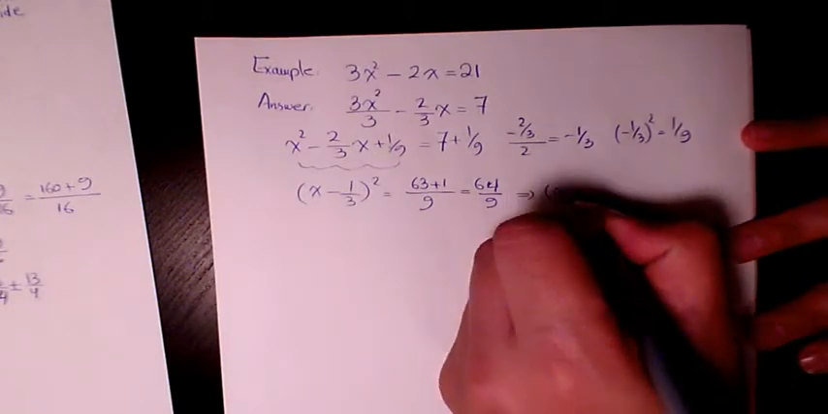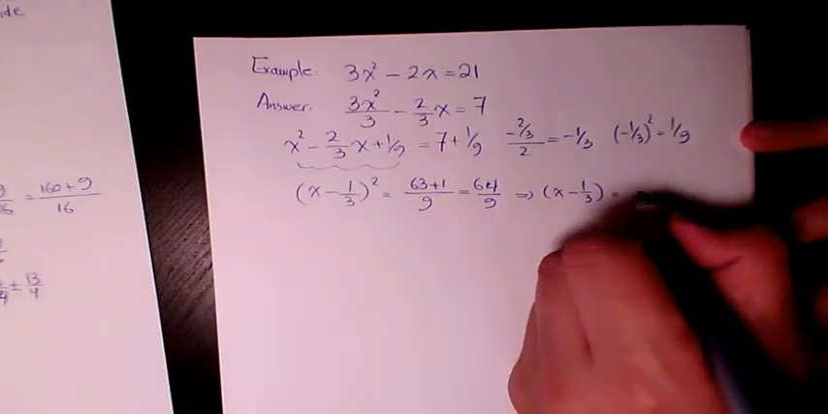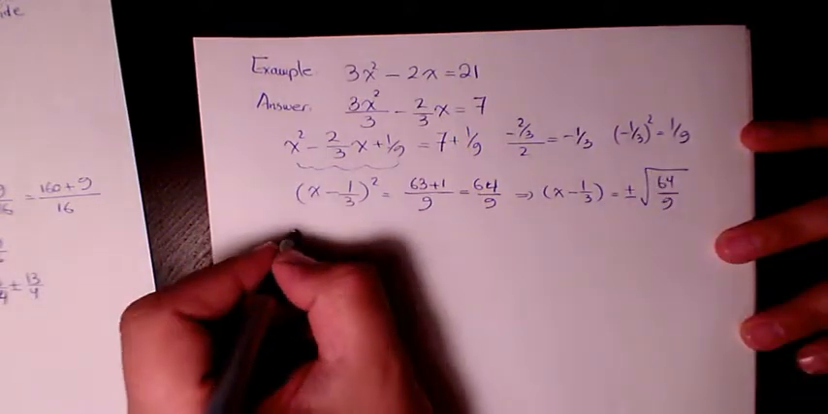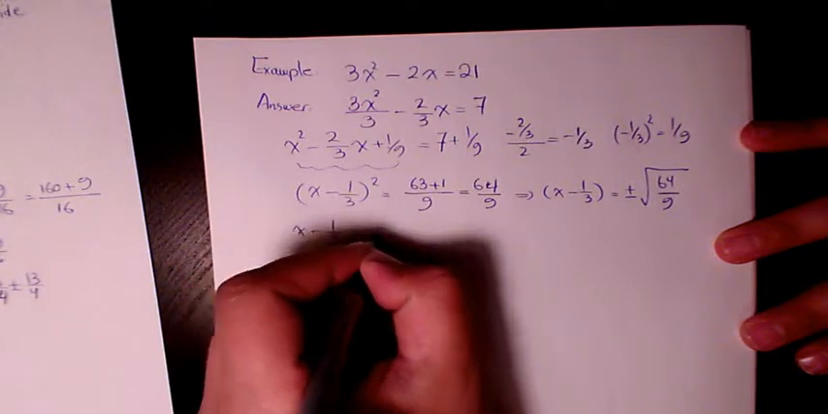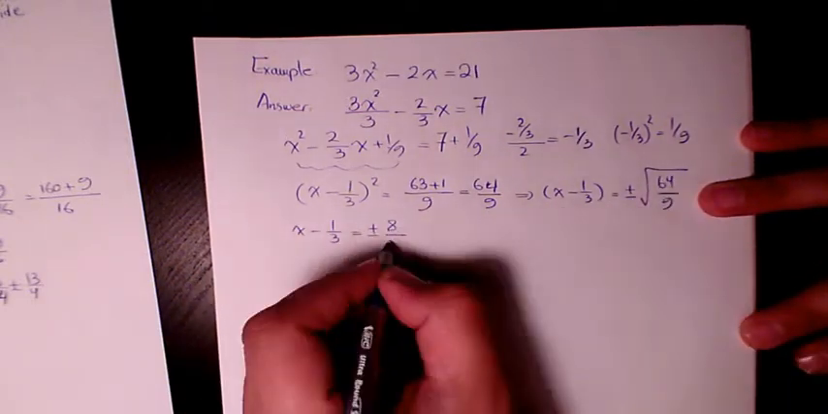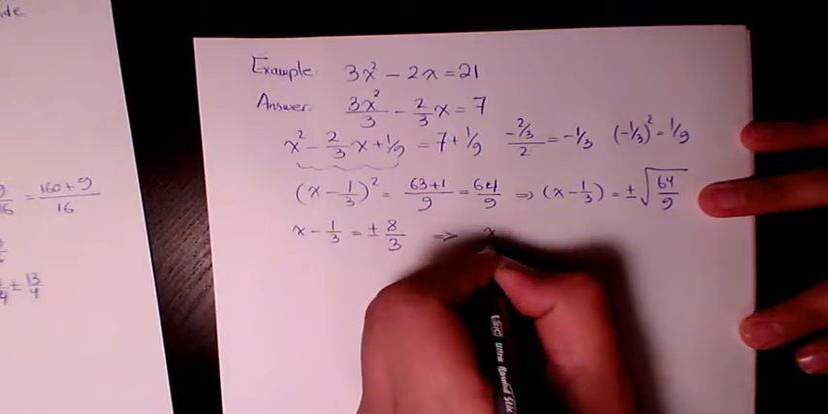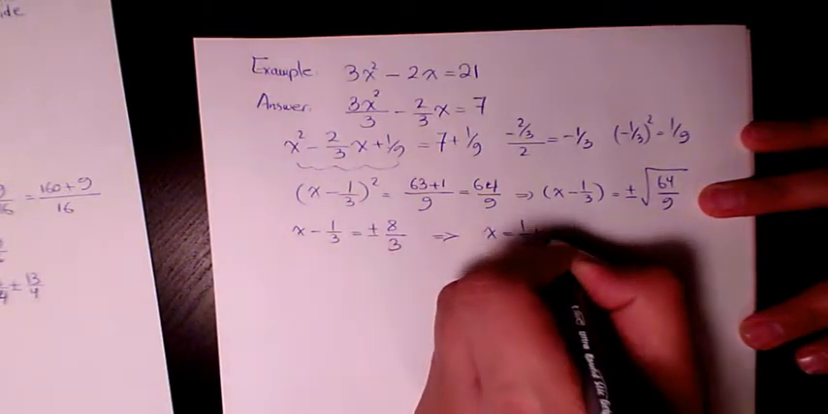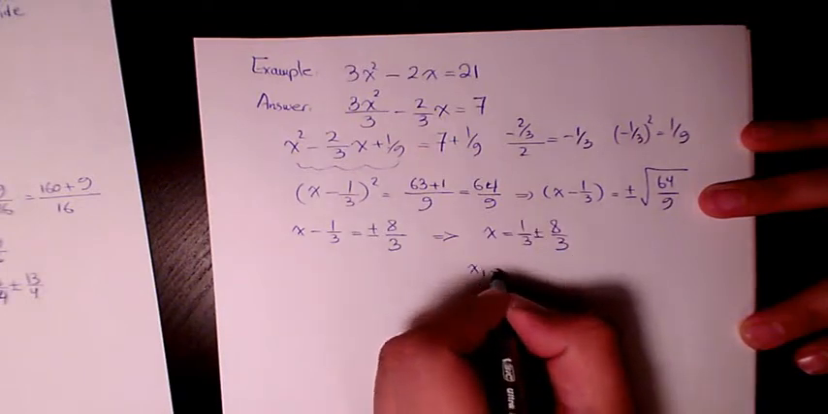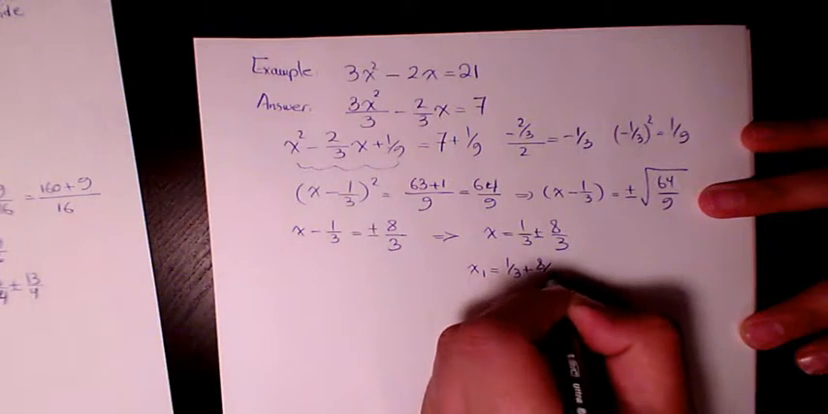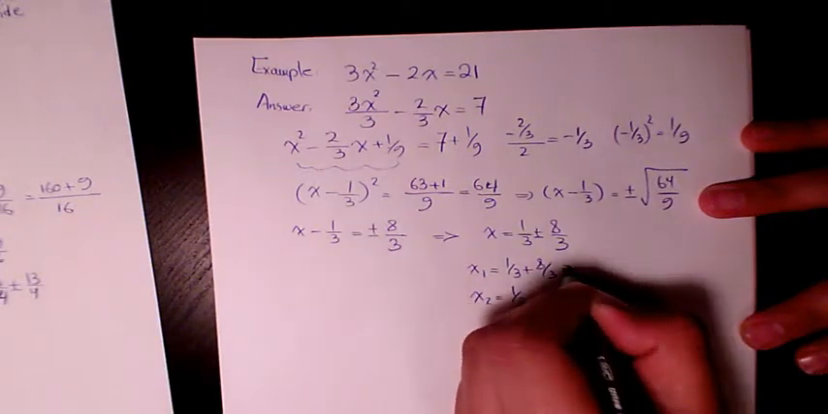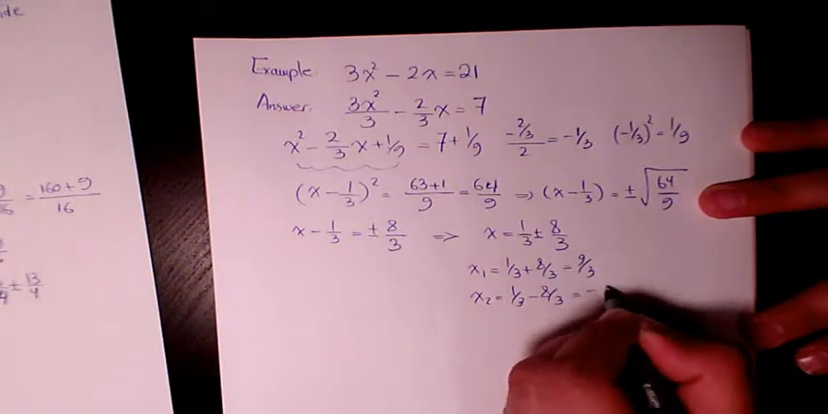Therefore, x minus 1 over 3 will be plus or minus the square root of 64 over 9. The square root of 64 is 8, the square root of 9 is 3. So it will be x equals 1 over 3 plus or minus 8 over 3. So one answer is 1 over 3 plus 8 over 3. The other answer is 1 over 3 minus 8 over 3. So 9 over 3, which is 3, and here we have negative 7 over 3.